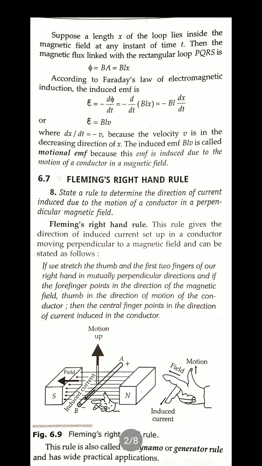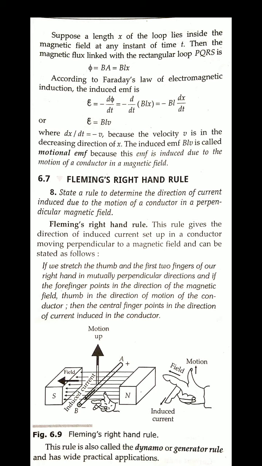Then the magnetic flux linked with the rectangular loop PQRS is phi equals B into A. We know this, phi equals B into A, and A is the area of the rectangular coil, which means length into breadth. The length is x and the breadth is L. So in place of A we can write L into x. So phi, which is linked with this coil PQRS, equals B L x.